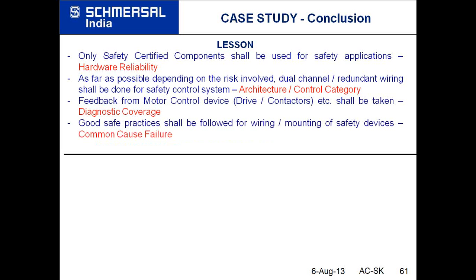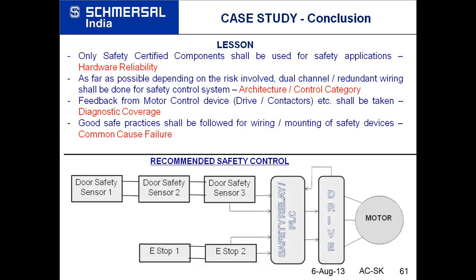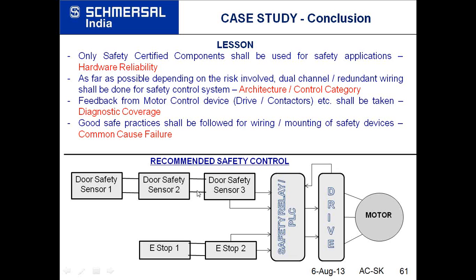So a probable good safety circuit design would have been this, which I can show you here. All the door safety sensors are still mounted in series, but with a dual channel system. You can see the two lines connected between them. Even the emergency stops are connected to the safety relay or safety PLC. And this also is connected in dual channel system to the drive. So there should be two outputs going from the safety PLC to the drive.